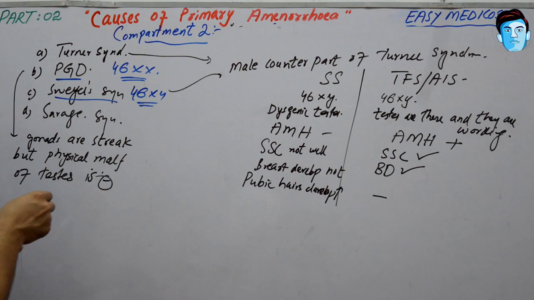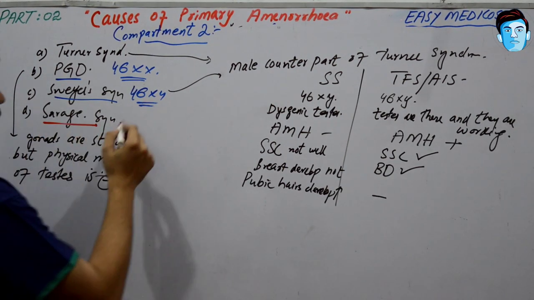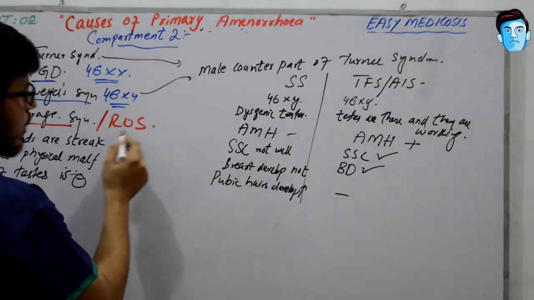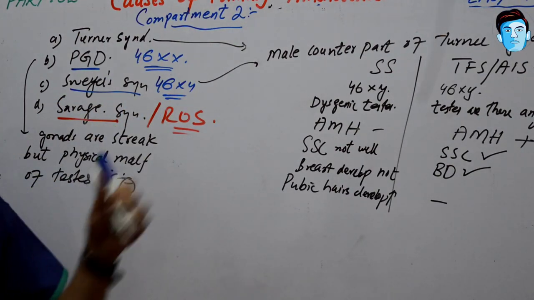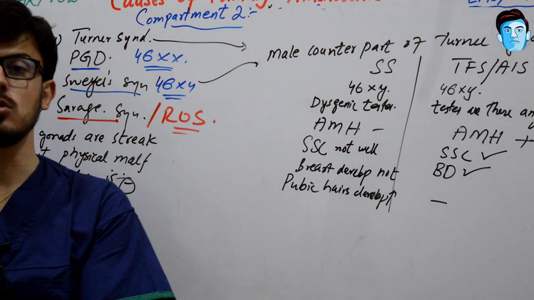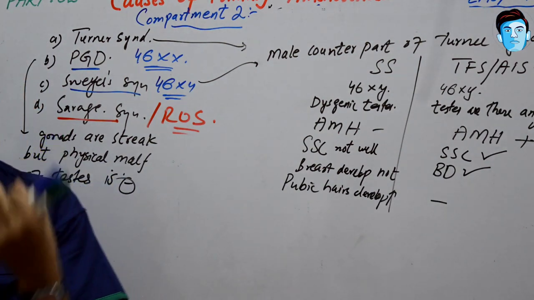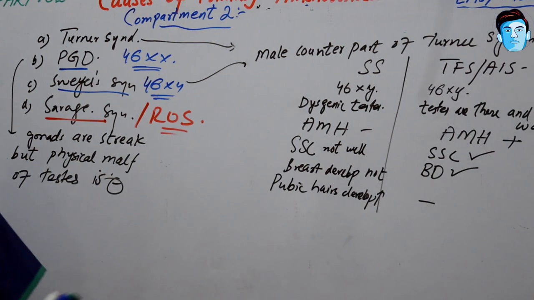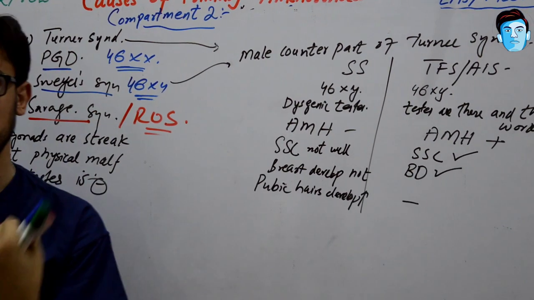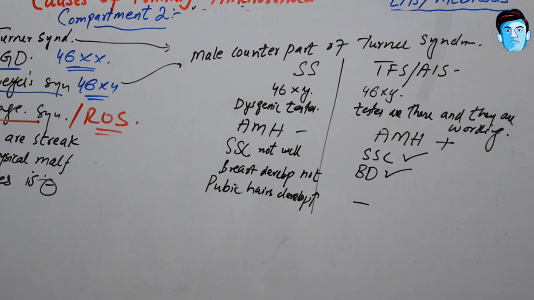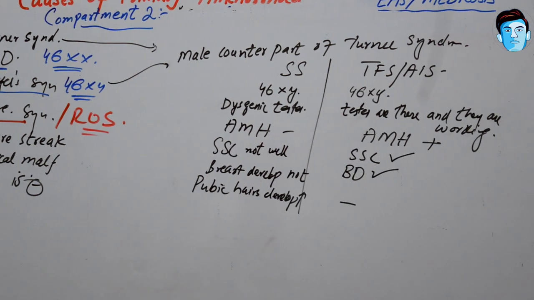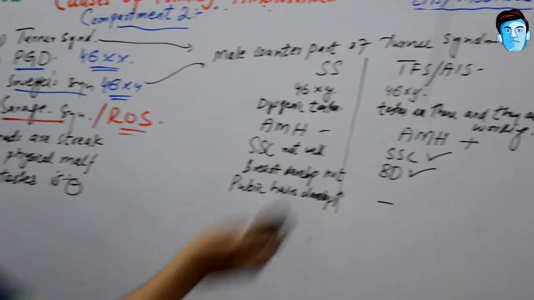While talking about Swyer syndrome, it is also called resistant ovarian syndrome. Here the ovary is normal, so it produces estrogen, but the ovary is resistant to the estrogen. So this is the main concept here, that the ovary is resistant to the estrogen, and ultimately it leads to primary amenorrhea. So students, that's all about compartment 2.